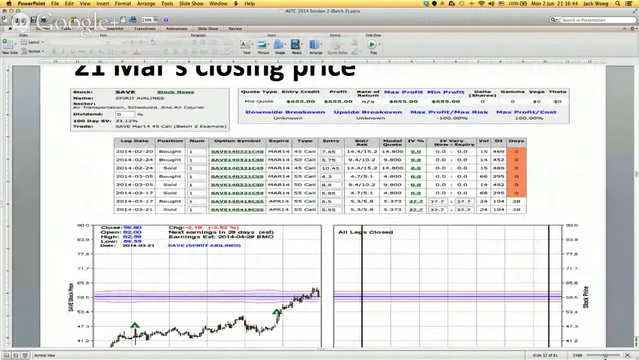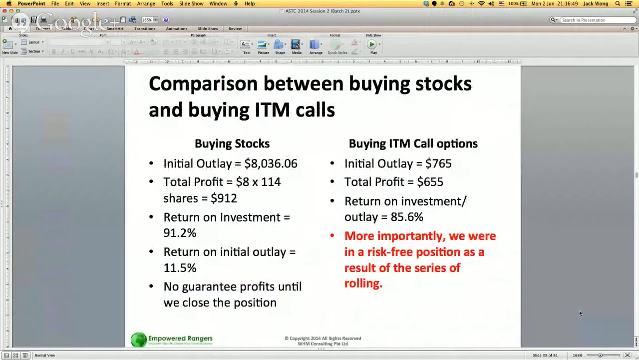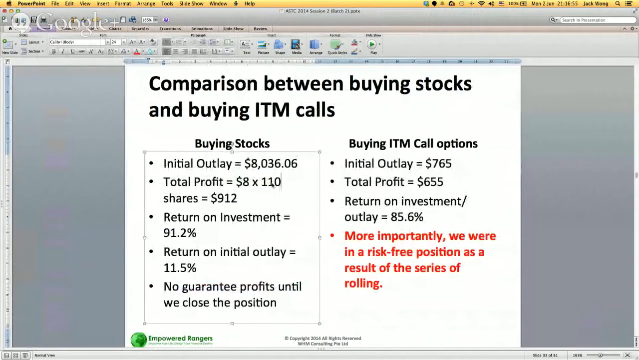You can have access to that later when I upload this to the class page. Now I'm going to make a comparison. The comparison obviously is not fair in the sense that these numbers are no longer true. My initial outlay is 52.05 times 110 shares, so it's not this. I forgot to change the number, 5725.5.